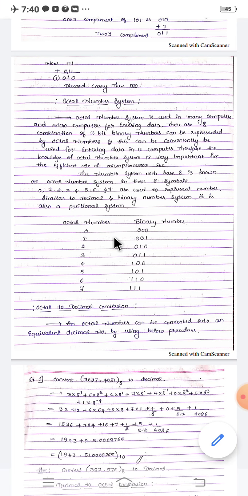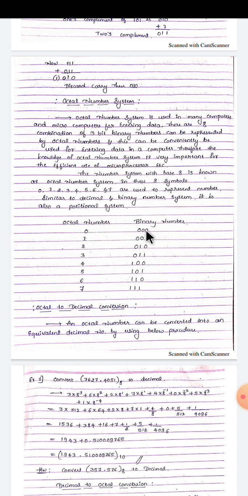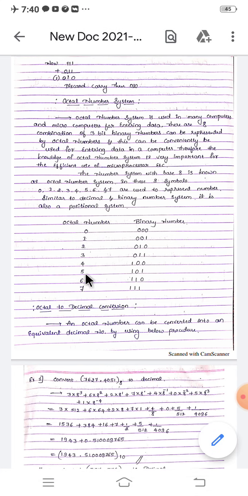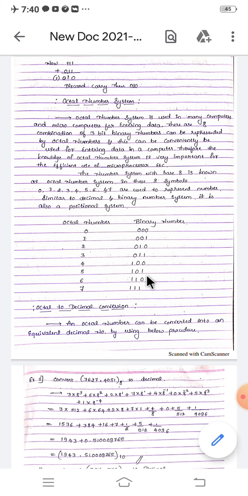Whenever the octal number 0 is there, the conversion of octal 0 to binary is 000 only. Similarly, the conversion of octal 5 to binary is 101, like that only. Okay, so it is easy. 0 to 7 maps to 000, 001, 010, 011, 100, 101, 110, 111. Easy, no?